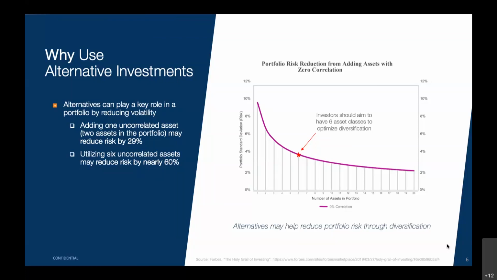If we add one uncorrelated asset to a one-asset portfolio, i.e. go from just stocks to stocks and bonds, this could reduce risk by 29%. If we further diversify and utilize 6 uncorrelated assets, we could reduce risk within a portfolio by nearly 60%. So it's significant. And we find the sweet spot is really in that 6 uncorrelated asset portfolio, not the traditional 2-asset portfolio of stocks and bonds.